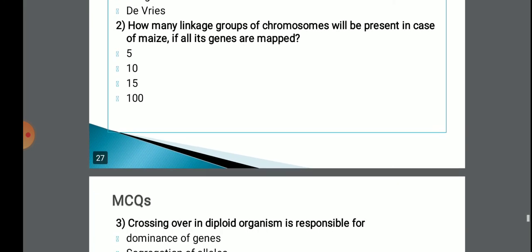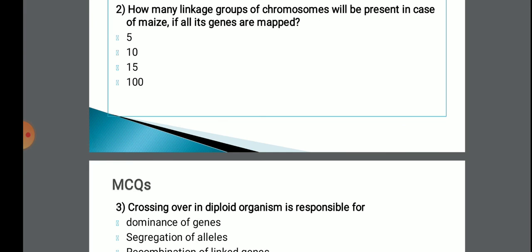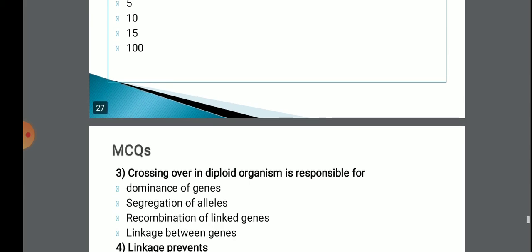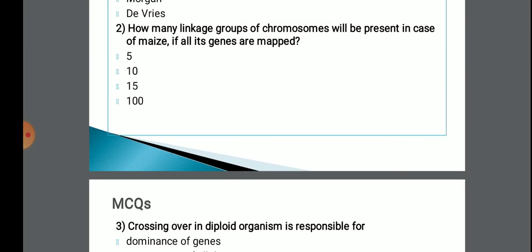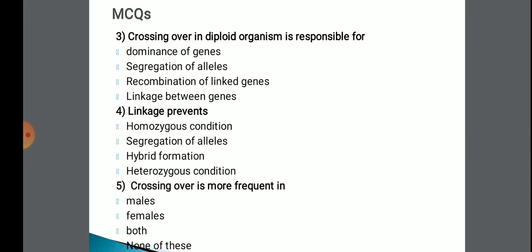Now the second question is, how many linkage groups of chromosomes will be present in the case of maize? Is it 5, 10, 15 or 100? The answer is 10, because 10 pairs of chromosomes are there in maize. Now the third question is, crossing over in a diploid organism is responsible for dominance of the gene, segregation of the allele, recombination of the genes, or linkage between the genes. The answer is recombination of the linked genes.